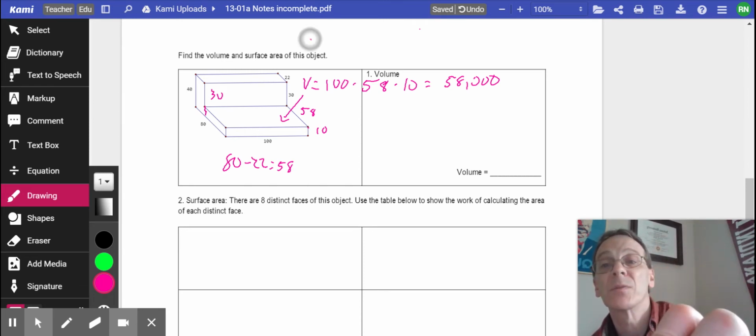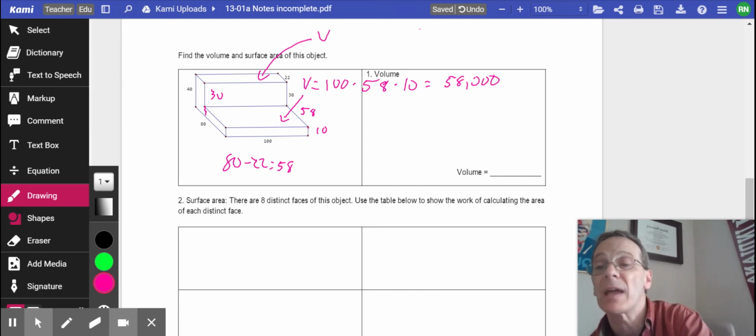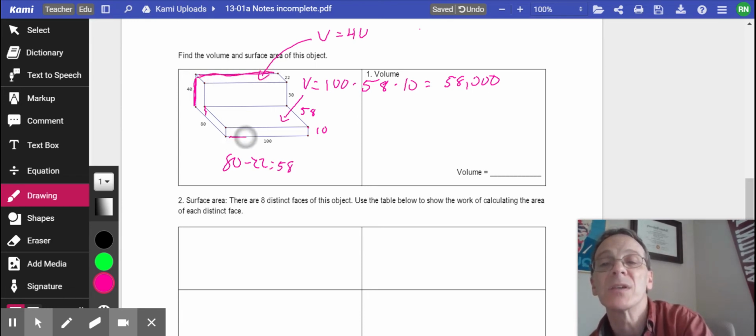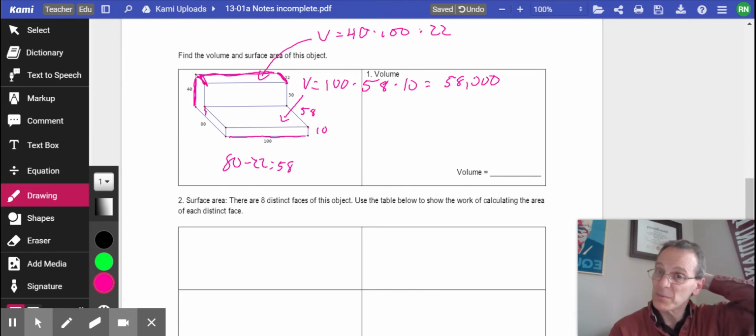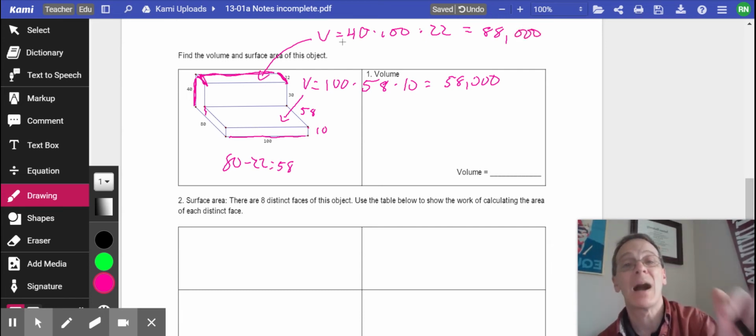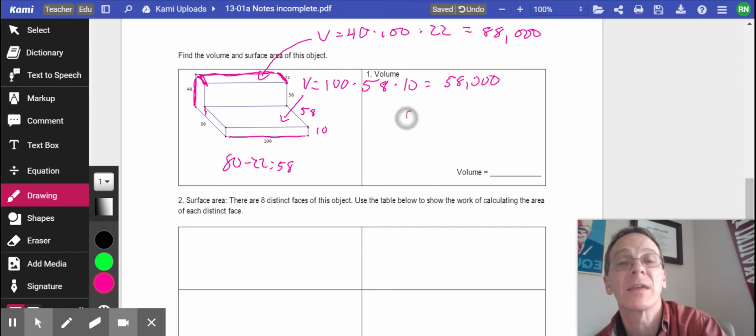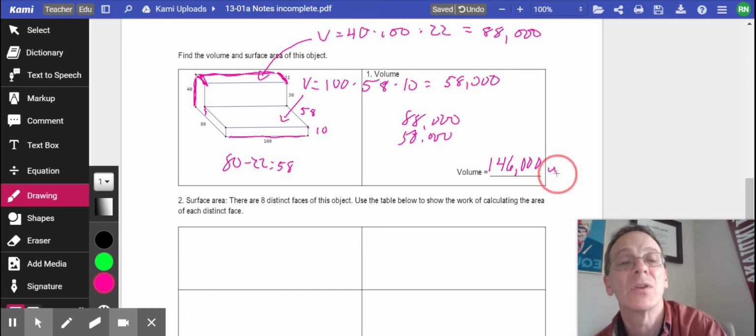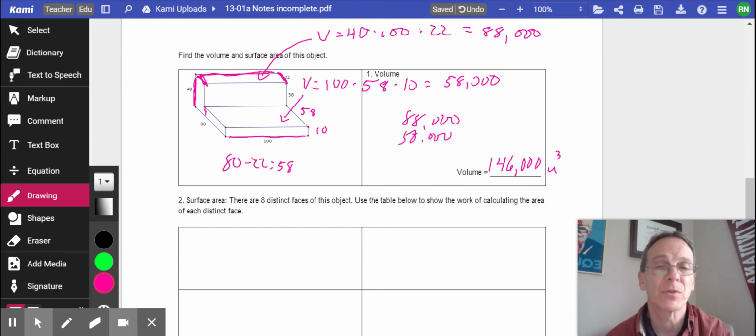Now, the back box. What about this one here? What's the volume of that? Well, what are the dimensions of that? One dimension, the vertical dimension, is 40. How about the side-to-side dimension? That's going to be the same as this right here, so that's 100. And then what is the third dimension? The third dimension would be here or here. That would be the same thing. So that's 22. So 40 times 100 is 4,000, times 22 is 88,000. There's the volume of the back box. Add the 88,000 to the 58,000, and we get 146,000 units cubed. Okay, it's a volume, so cubic units.